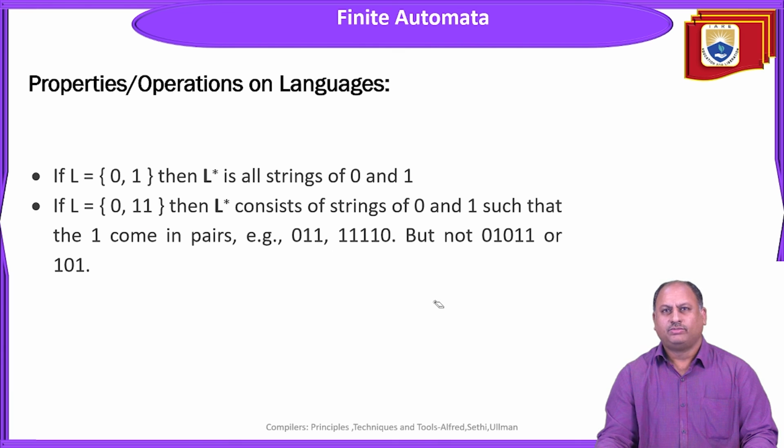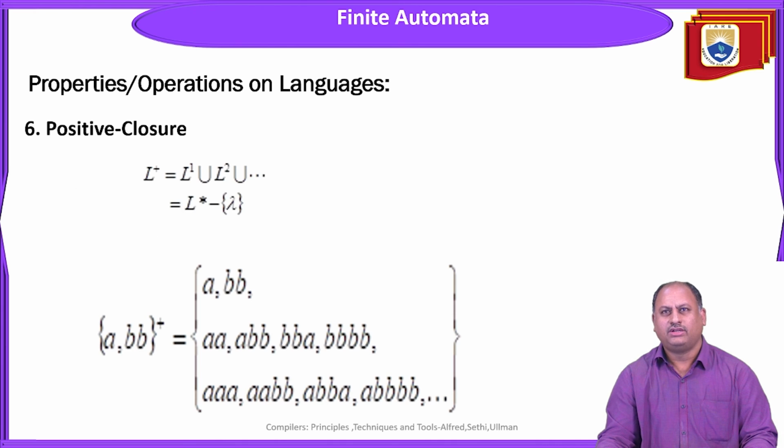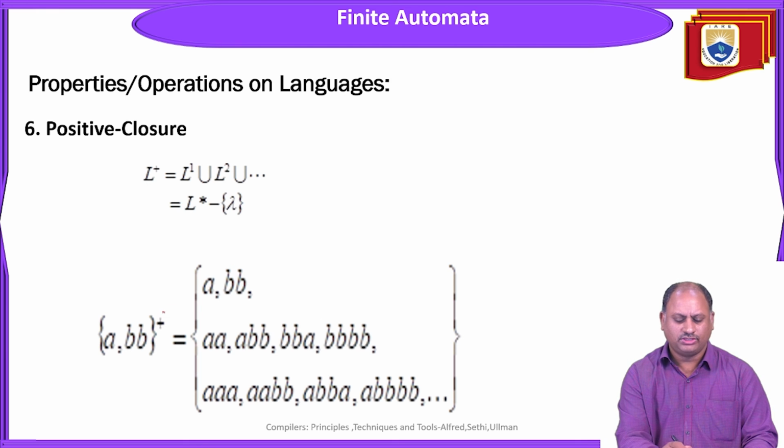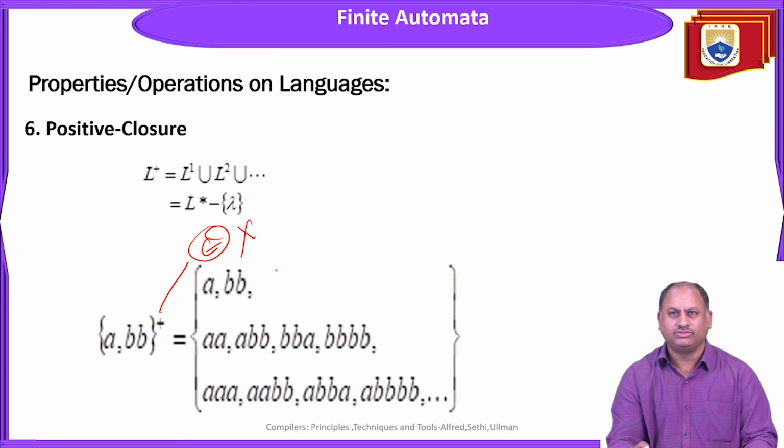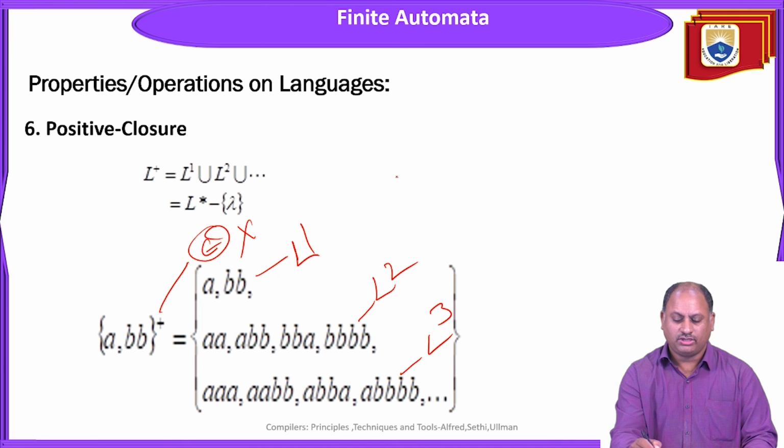And this is another example which is described, 0, 1, 1, 1, 0. The same star defines the number of times to be repeated, such that we are getting several pairs of strings. And L plus. Here plus does not include epsilon. Epsilon is not available, and we get all the remaining strings. That means L power 1, L power 2, L power 3.